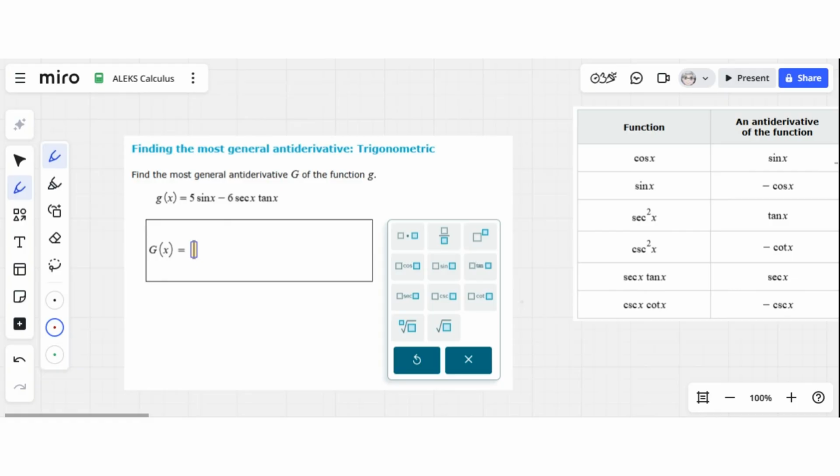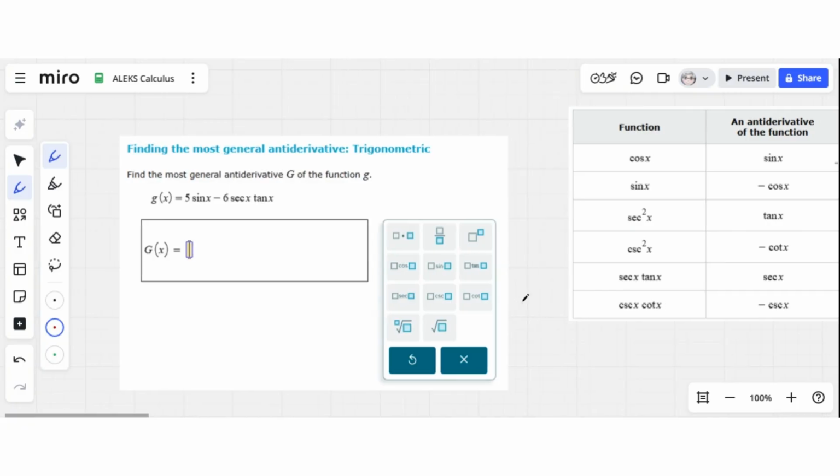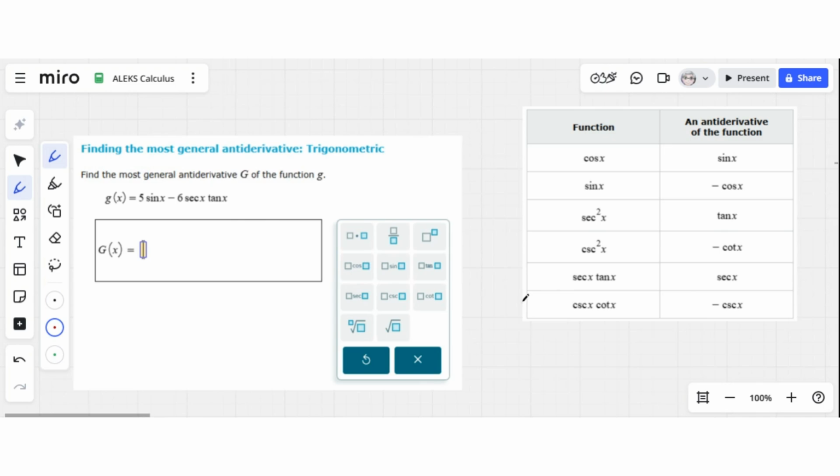So here you can see we've got something that looks a little more complicated. 5 times the sine of x, well, I think I know how to do that, minus 6 times the secant of x times the tan of x, and like suddenly we've got a product there. What do we do about that? Well, we look at our chart. So I've got secant times the tangent of x right here, and its antiderivative is the secant of x. So that part's going to be pretty simple.